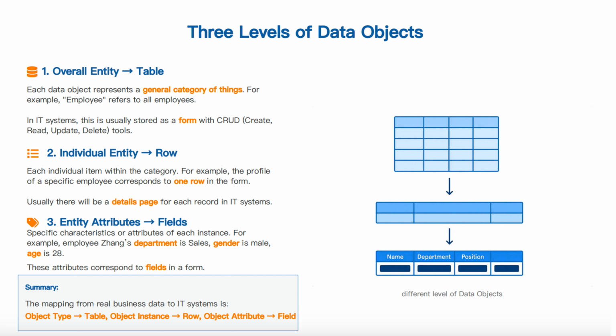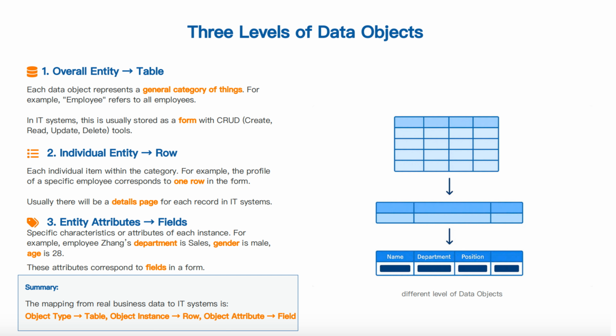The second level is called the individual entity, corresponding to each specific record in the form. For example, in the employee table, there is an employee named Zhang. Zhang's personal profile information is a specific individual entity, represented as a single record in the form. A detailed page is also provided to display all the detailed information of this record.